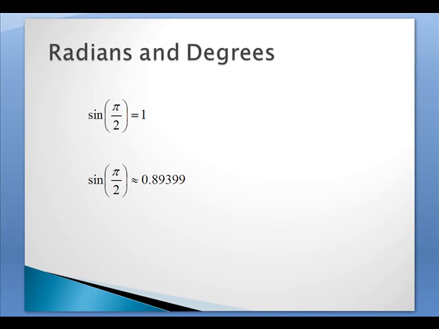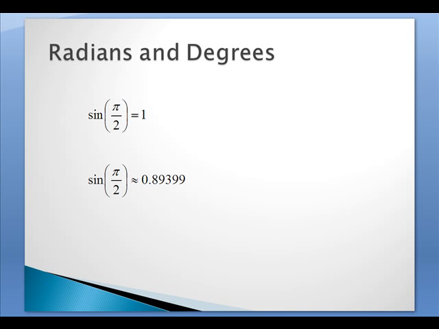Now there also seems to be a lot of confusion when we get into trig and radians versus degrees. Now you have to make sure that your calculator is in the right mode. Degrees are often used in engineering and science classes, but radians are often used in calculus and higher math classes. So what's the difference with your calculator?